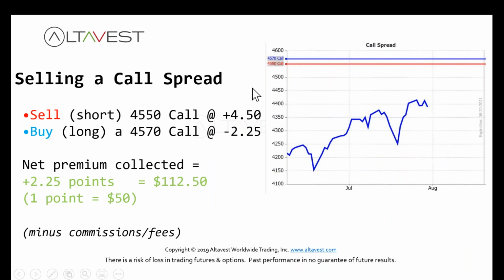This is what we mean by selling a call spread or collecting credit for selling a call spread, collecting premium. You sell this 45.50 call, the red line, you collect 4.5. Simultaneously, you buy the 45.70, that's the blue line, and you pay 2.25, but the net result is you collect $112.50 minus your fees. So that's a simple call spread.